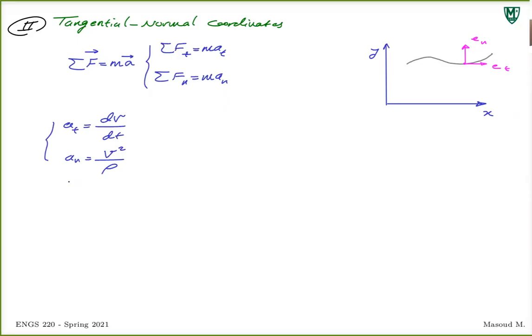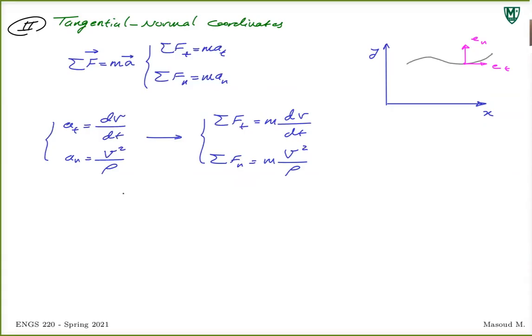So if you have that one, basically what you had at the top, it becomes summation of forces in tangent direction is m dv/dt, and summation of forces in normal direction becomes m v squared over rho. You just replace AT and AN in the equations.